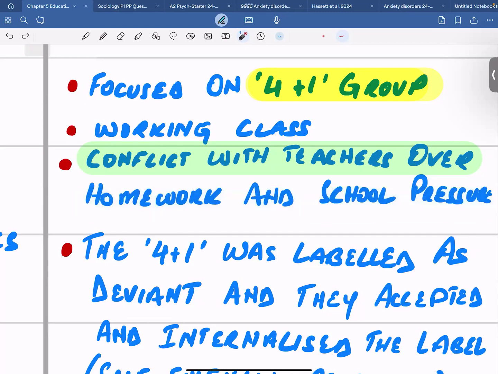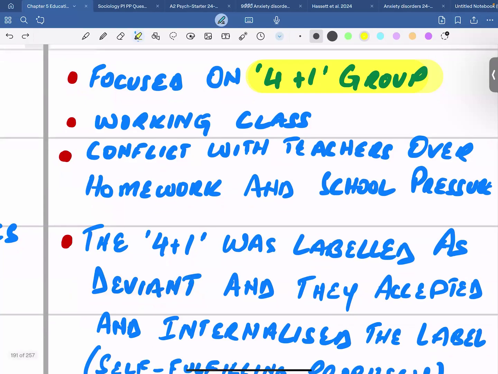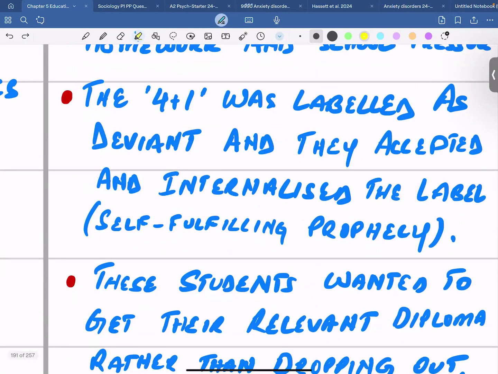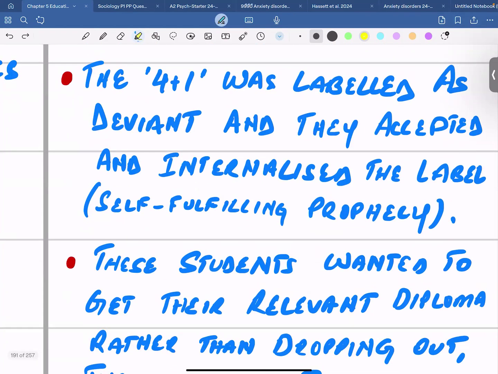And as a consequence, when they were not able to meet those expectations, teachers started labeling them as a deviant group. Because you know what? When everyone else is studying and you, along with a few others like you, are not able to cope up or are struggling to meet the expectations that the people around you have, you are labeled as a deviant there, right? You're labeled as a deviant because you are not as good as others are. So the 4+1 group was labeled as a deviant, and they accepted. And not only did they accept this label, they also internalized this label.